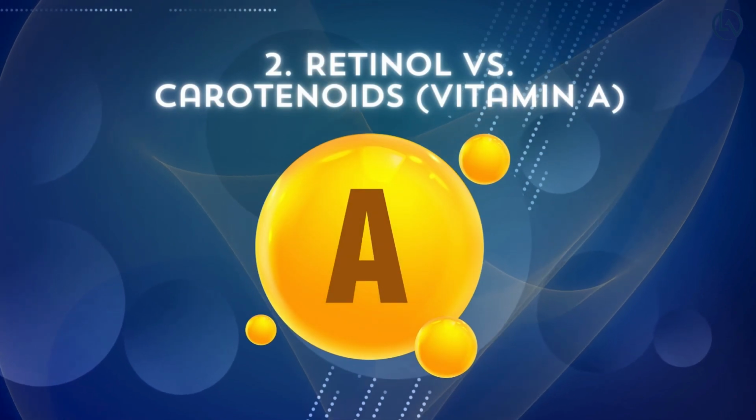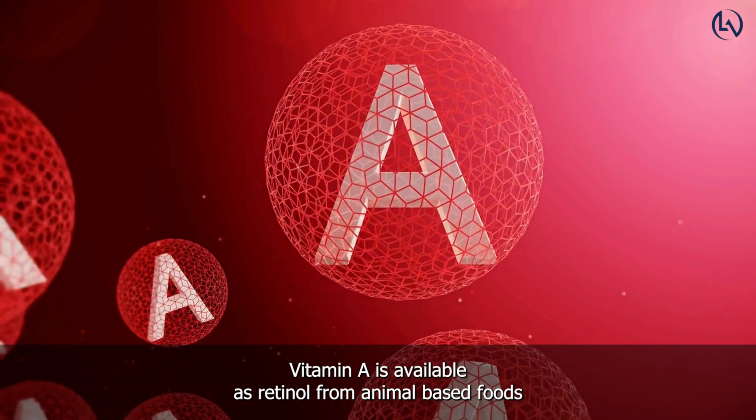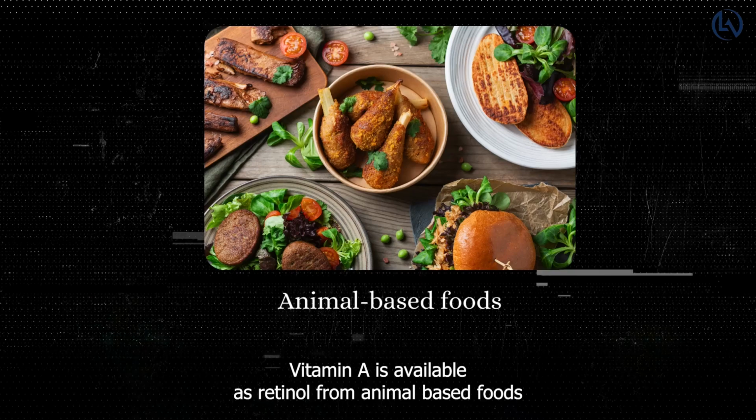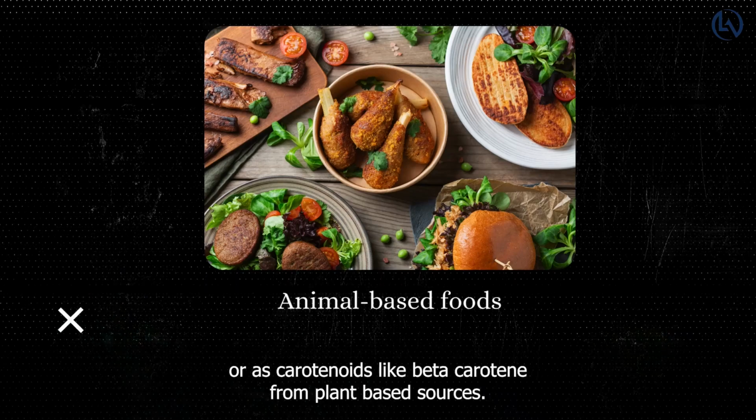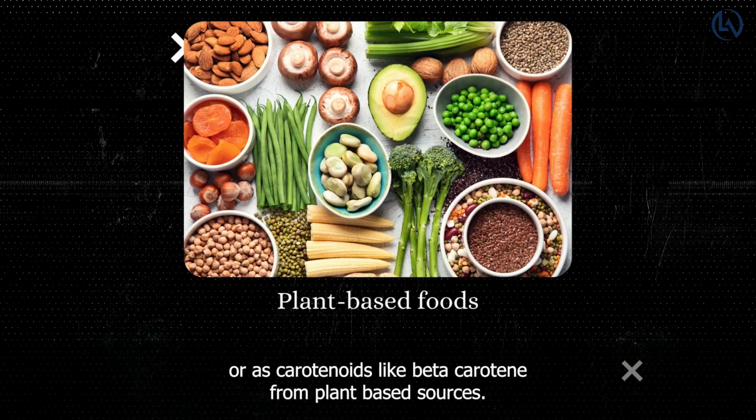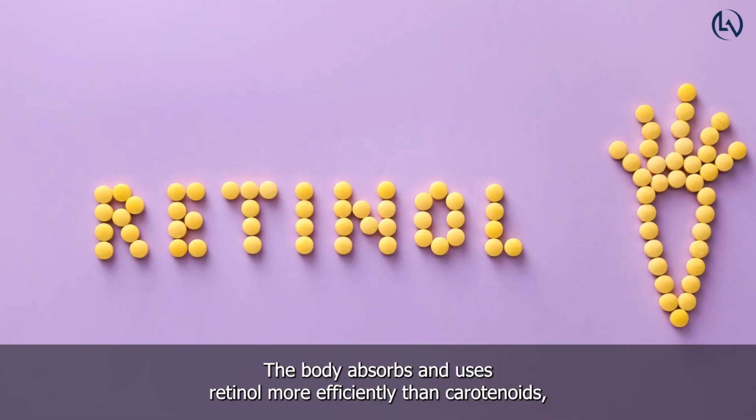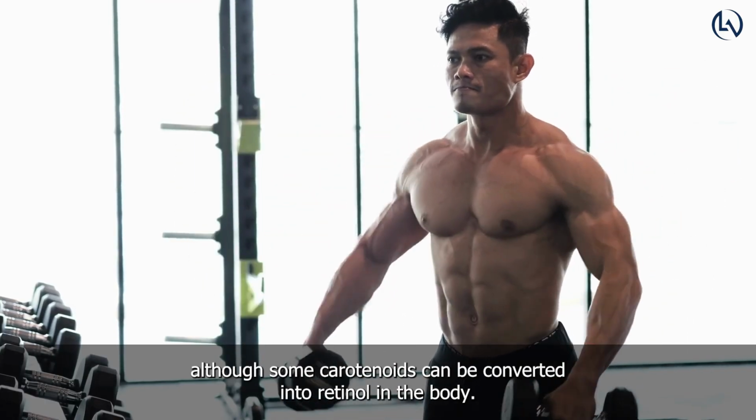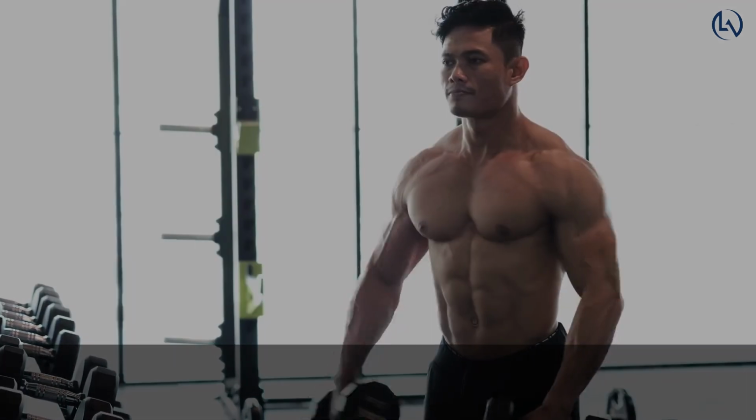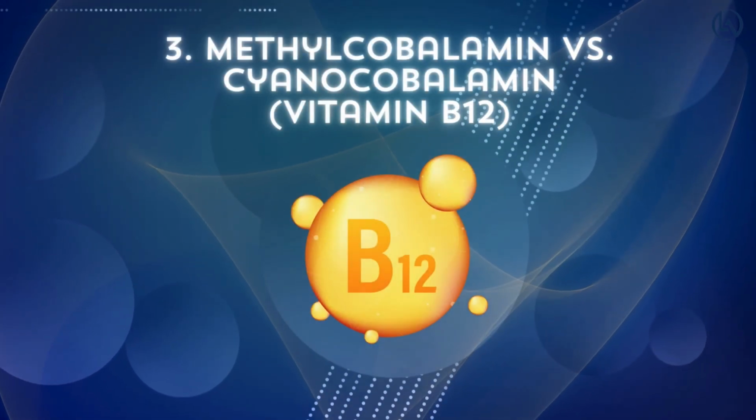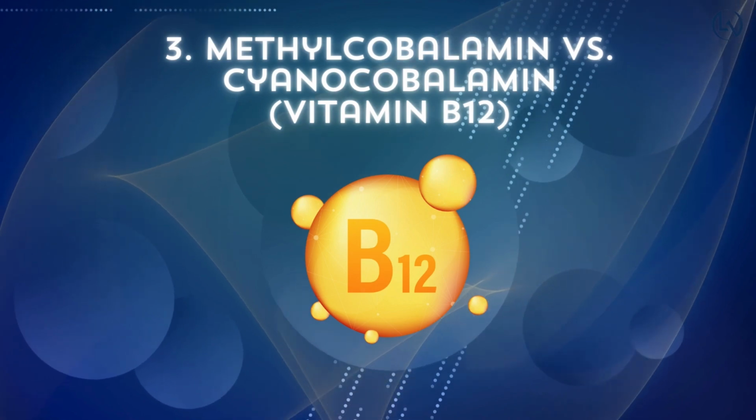Retinol versus carotenoids. Vitamin A. Vitamin A is available as retinol from animal-based foods or as carotenoids like beta-carotene from plant-based sources. The body absorbs and uses retinol more efficiently than carotenoids, although some carotenoids can be converted into retinol in the body.